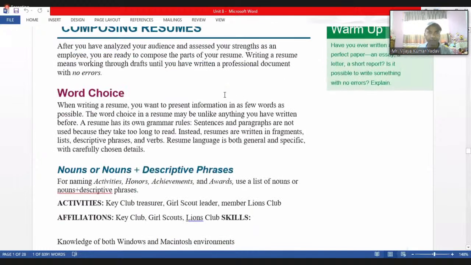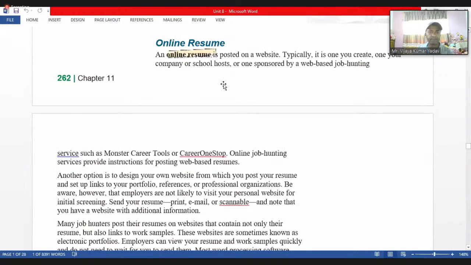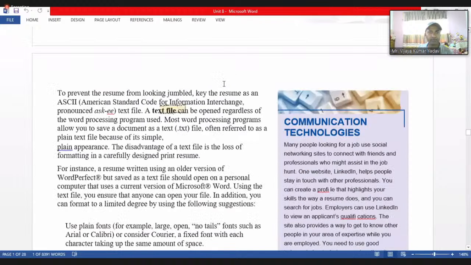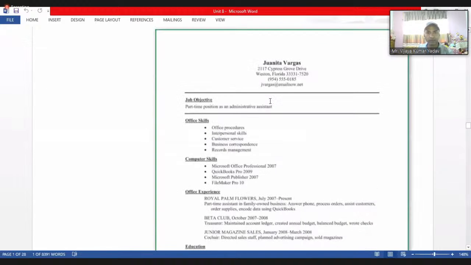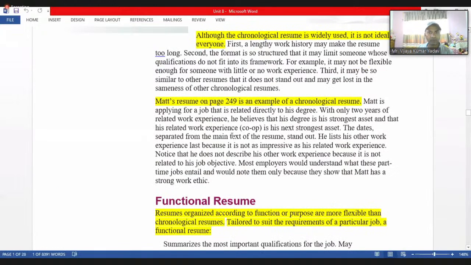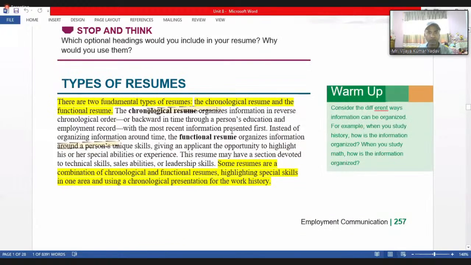Okay, let's see. This one, resume. Types of resume.